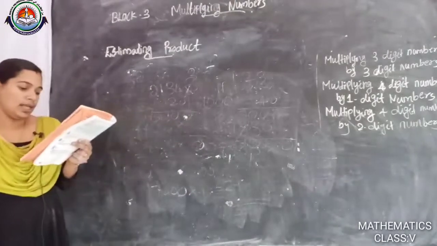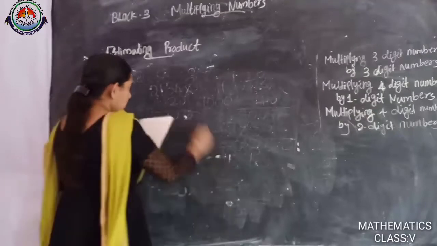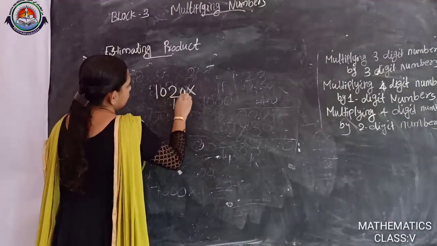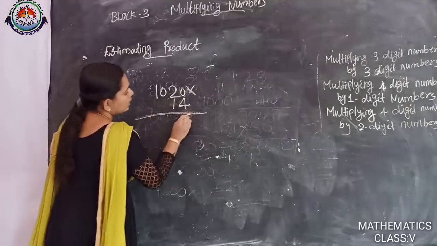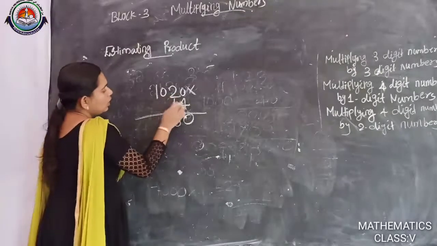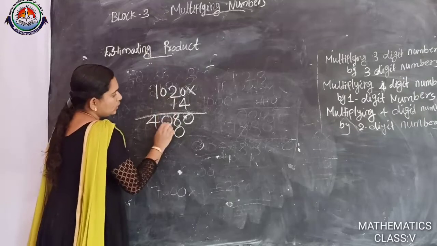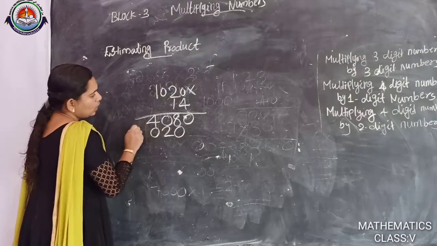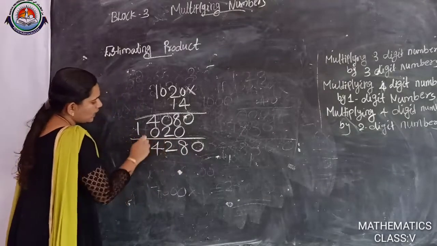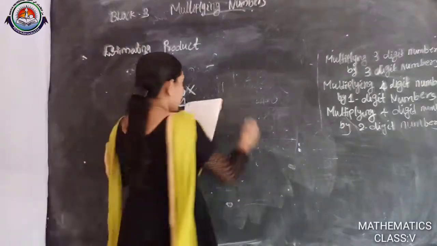Then multiply using the column method. 1020 into 14. 4 into 0, 0. 4 into 2, 8. 4 into 0, 0. 4 into 1, 4. So 0, 8, 2, 0, 4, 1. 14,280 is the answer.